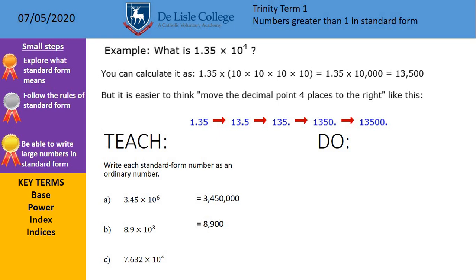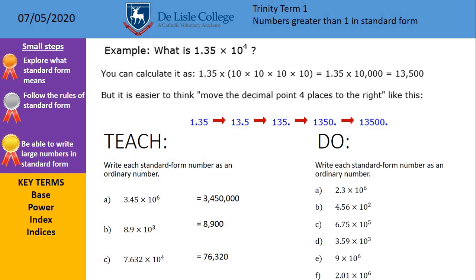And the final one, hopefully we're starting to get the hang of it, times 10 to the power of 4 is going to be move the decimal point 4 places to the right. Okay, and that will leave you with 76,320. Okay, so I'm going to pop up the do section for you now when you've copied those down, and you're going to have a go at doing the same thing for those 6 for me. Okay, so just write them out clearly in your book and have a go at those, and I'll put up the answers in a moment.